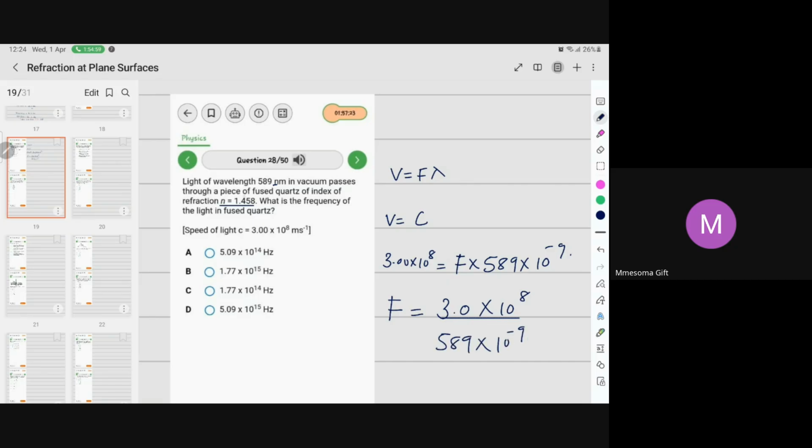You have no business with the refractive index. Why don't I have business with that? I have no business because frequency is always what? Constant. Is that okay, guys? So that means our answer is going to be what?